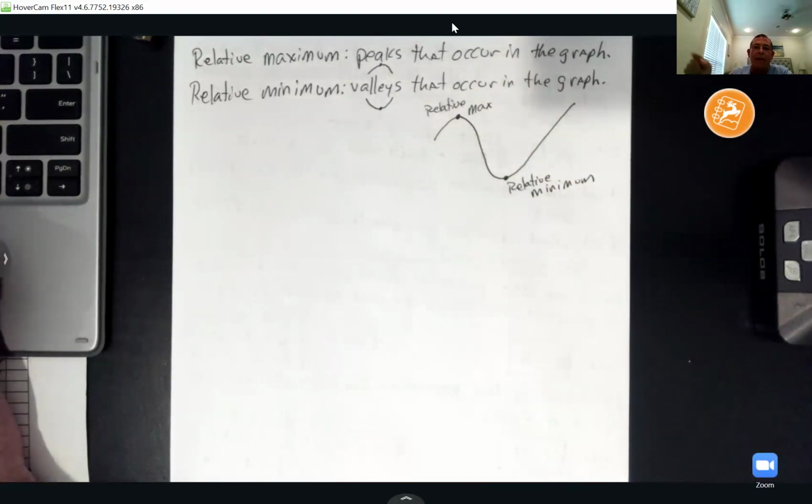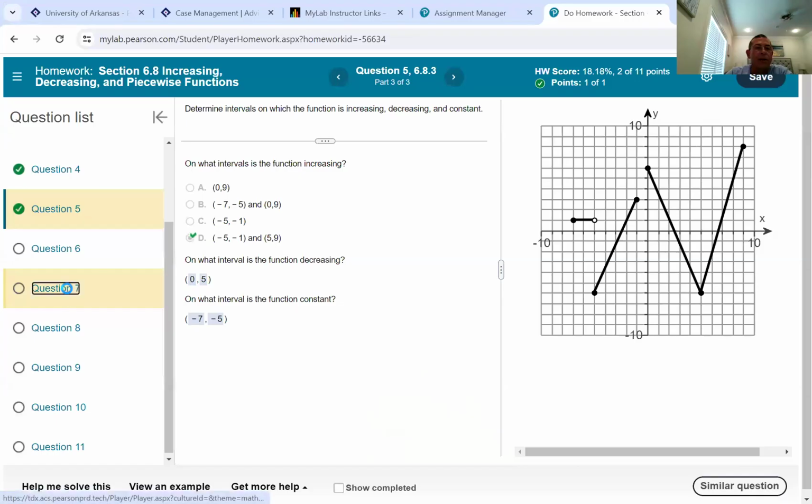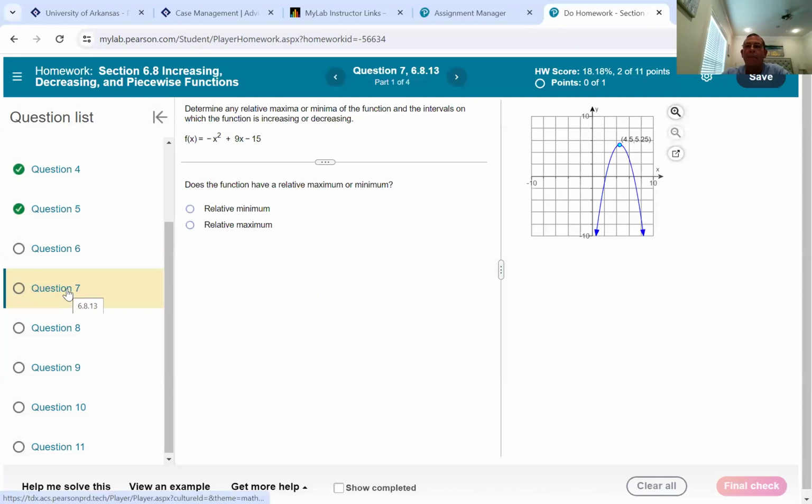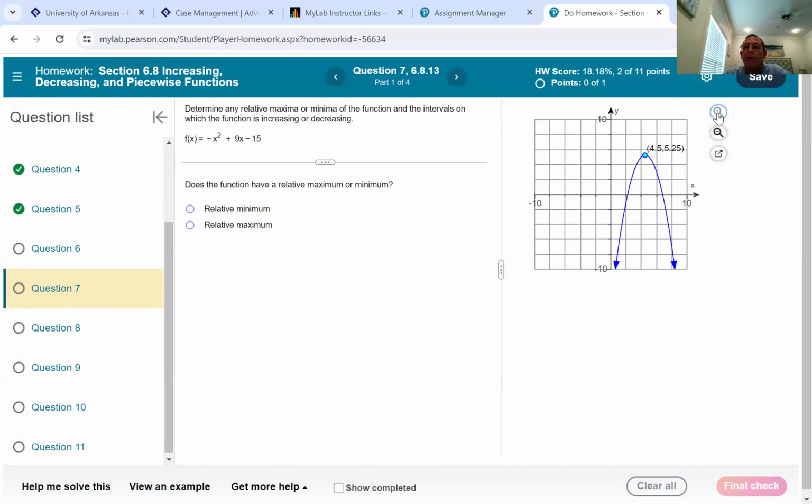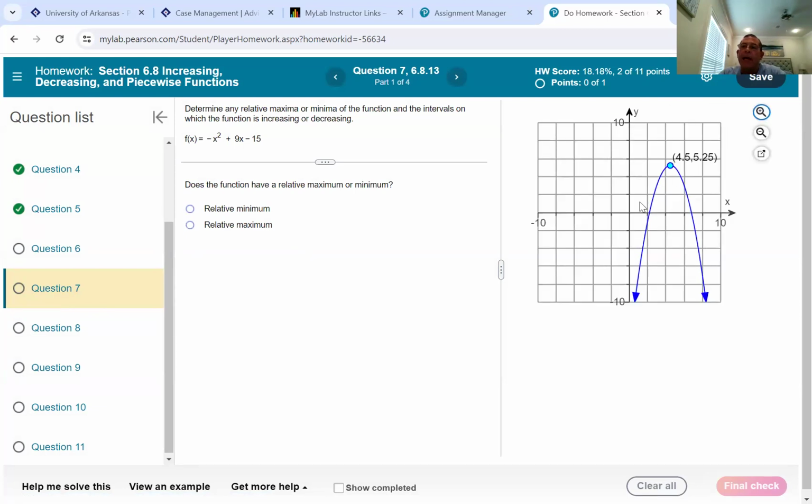So I'm going to share this back to the math lab. And these start at 7 here. And y'all gonna make her little graph bigger. Now they're telling me the point of that. Remember, that's like the vertex. That point is 4.5 and 5.25. So does it have a relative max or minimum? Well, it's a mountain top, so that would be a relative maximum. So we would click that, check that answer.